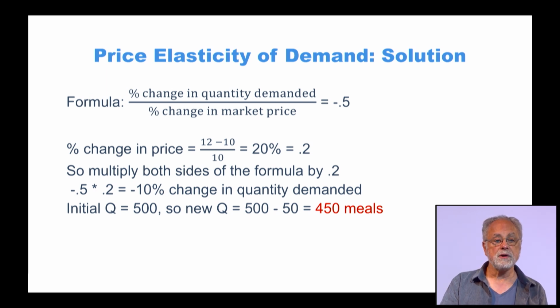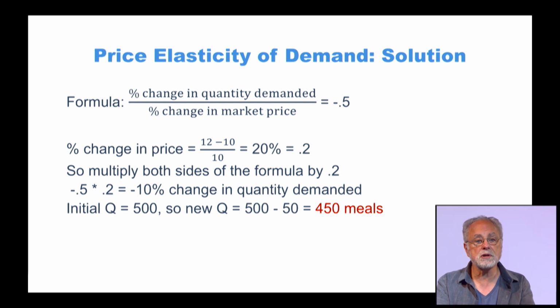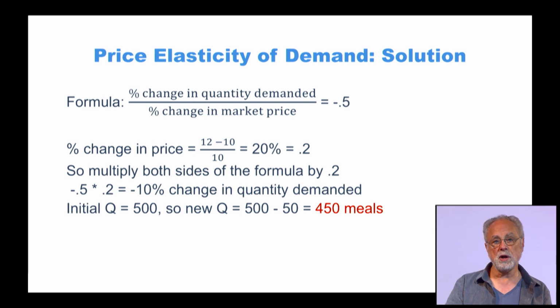So we have the denominator of the formula, the percentage change in price, and we have the right side of that equation, which is the value of the whole elasticity. It's minus 0.5. So now we have to solve for the numerator, the percentage change in the quantity demanded. To do that, we multiply both sides of that equation by 0.2.